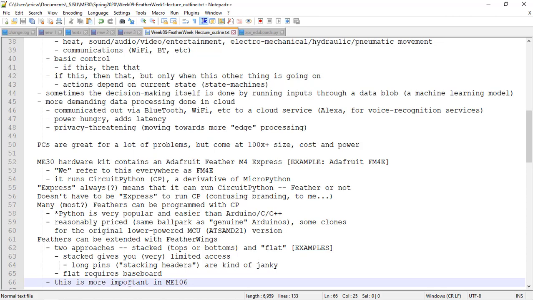So the board itself is called the Feather M4 Express. Feather because it is a feather format board. We'll be talking about that shortly. M4 because that is the class of ARM microcontroller, as opposed to an Intel microcontroller, that the guts of the board is built around. And Express in this context happens to mean that it has an extra flash chip on it that enables it to store Python programs and run them.